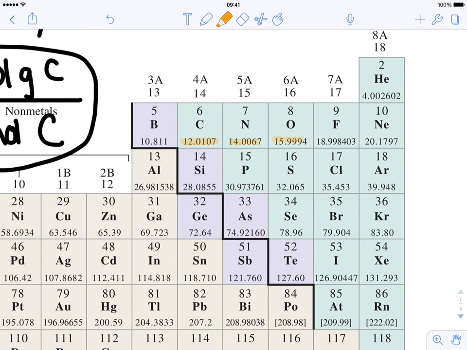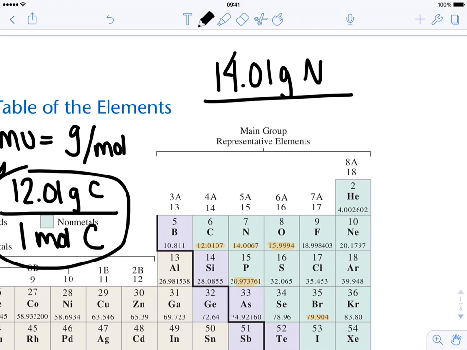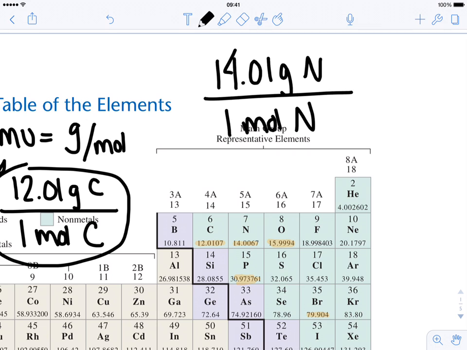Now, this fact is true for every element on the periodic table. If you look at the numbers underneath the elements, their atomic masses, for any element, it's telling you how many grams of that element are in 1 mole. So, for example, if we look at nitrogen, the atomic mass of nitrogen is 14.01. Therefore, there are 14.01 grams of nitrogen in 1 mole of nitrogen.